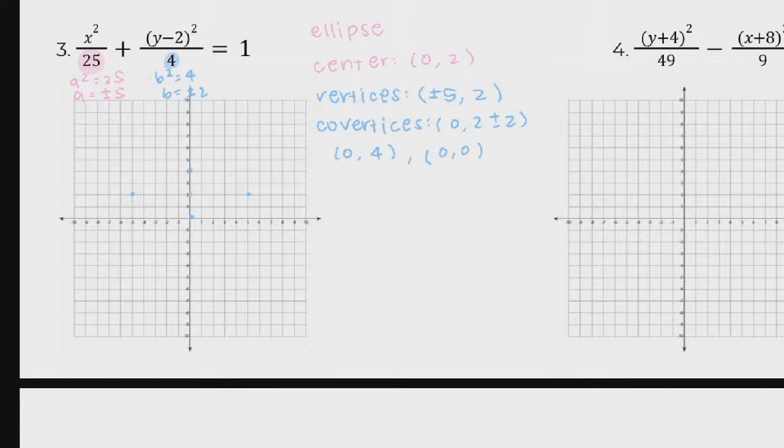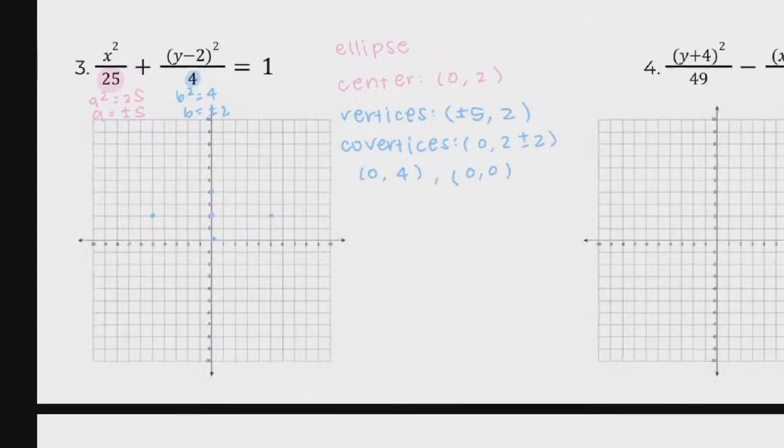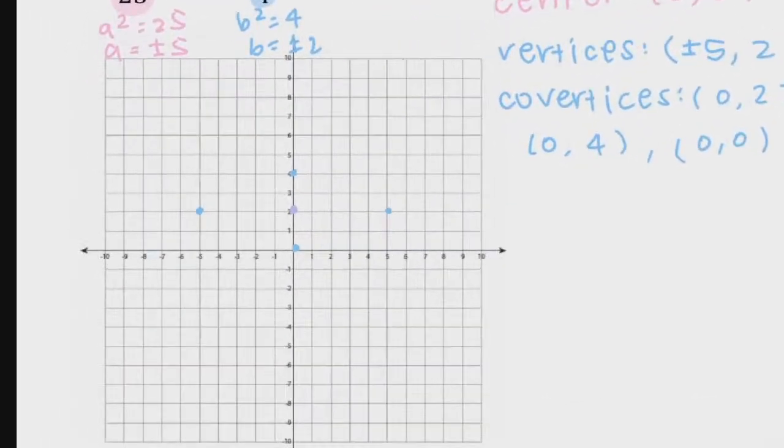And another way to think of this is, we know that A is 5, so we're going to go 5 units to the right and to the left for those points. And then we know that B is 2, so we're going to go up and down 2 from the center.